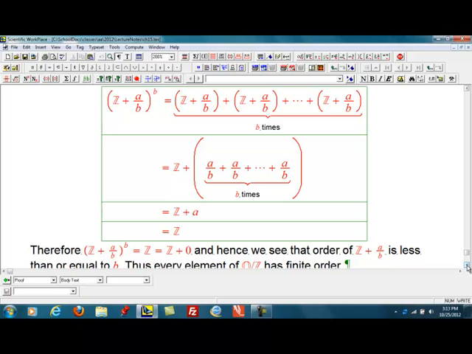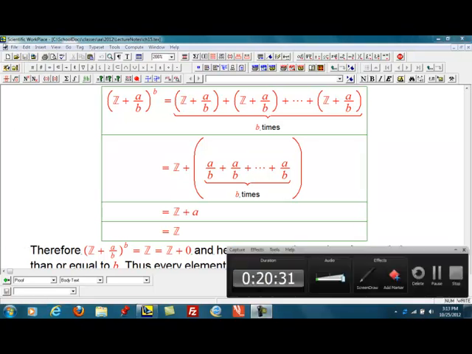Is that up far enough for you? Okay. Yeah, that was a fascinating little proof.